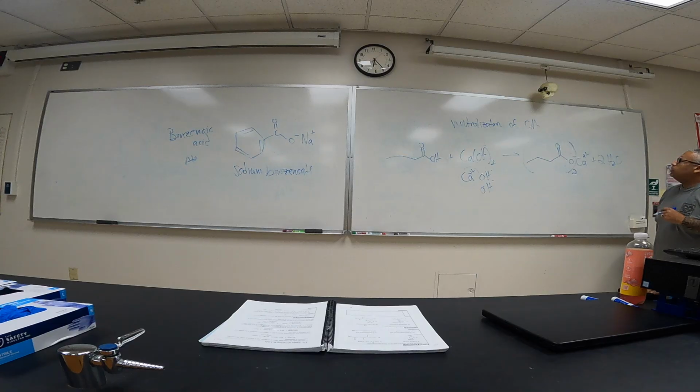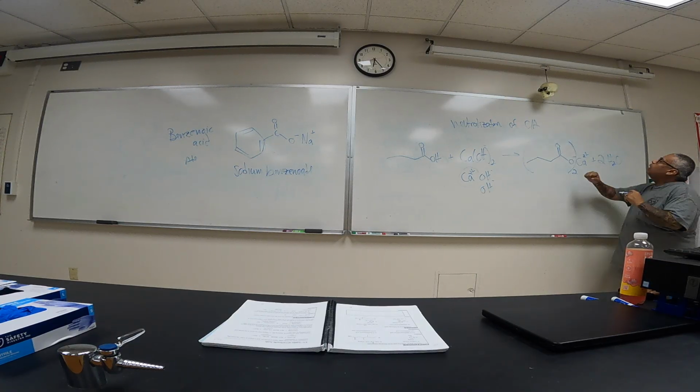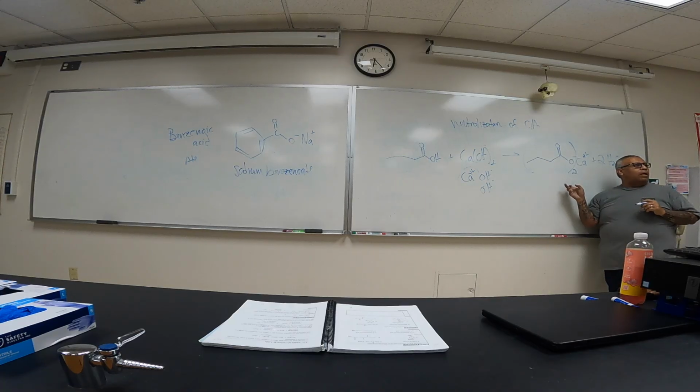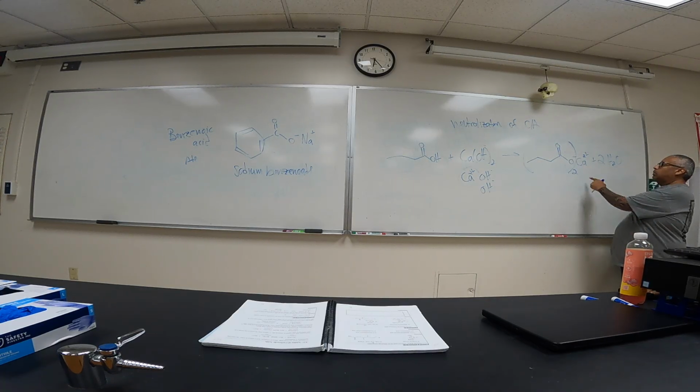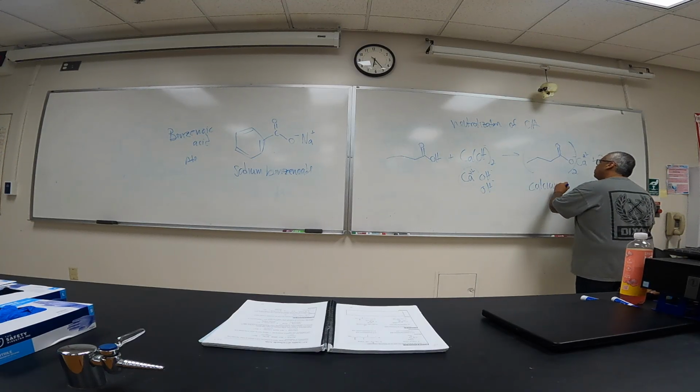So let's name the structure here. What's your name? I'm sorry. Chris. Chris. So Chris, let's involve Chris here. Chris, what would I name? We're going to name the metal first. So what's the name of the metal? Calcium. So we've named the cation, calcium.